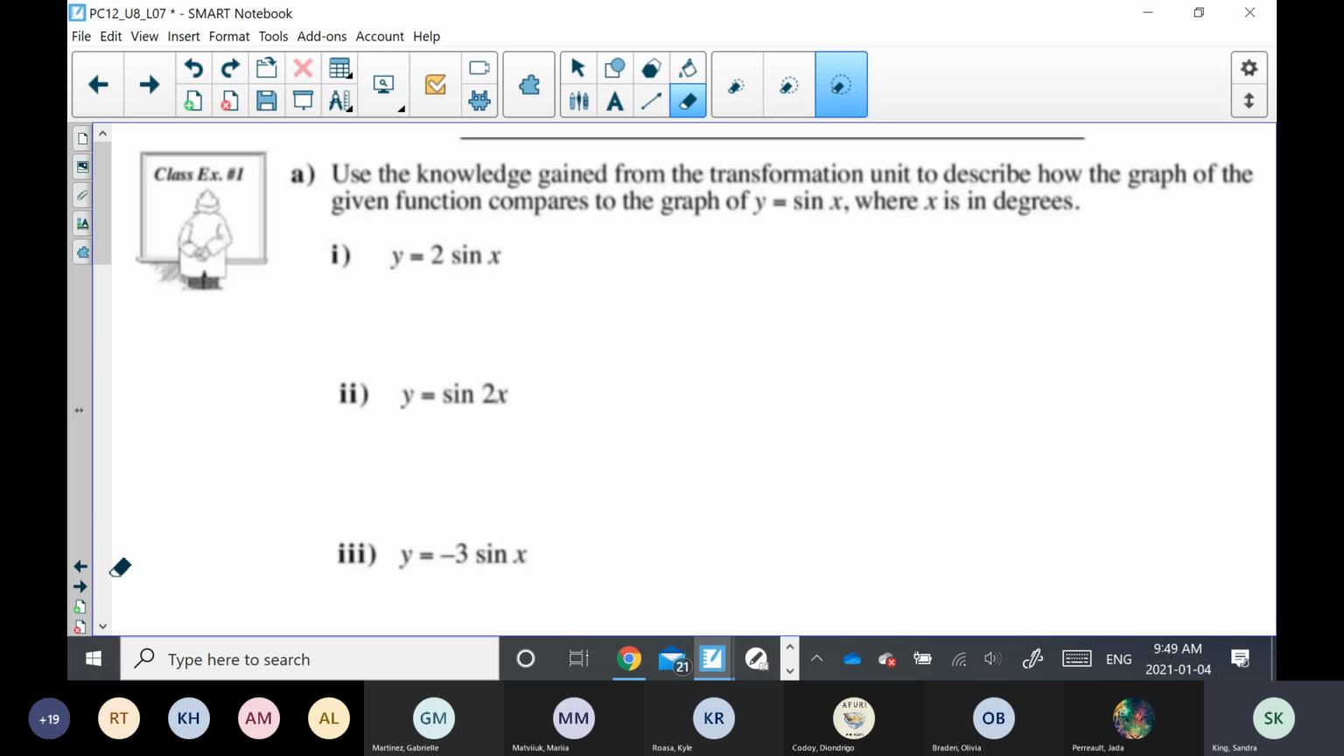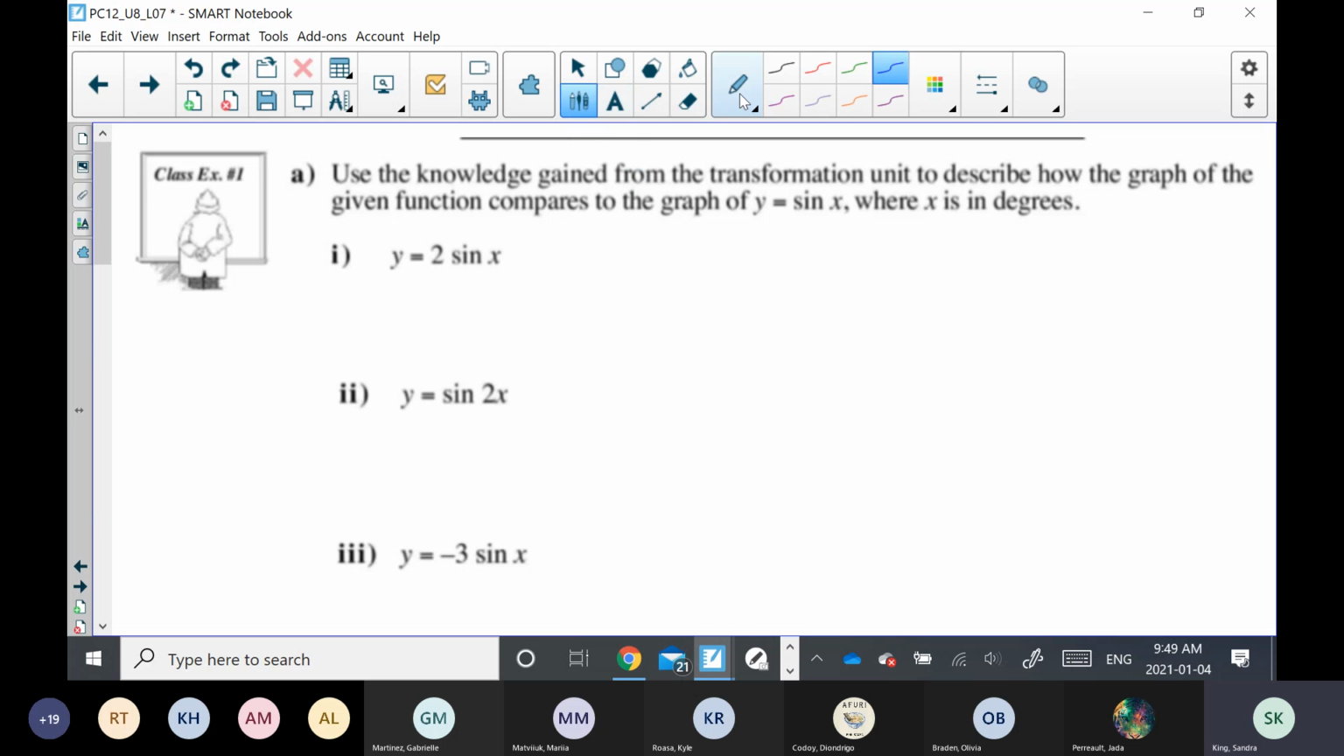Okay, let's look at class example number 1. Use your knowledge gained from the transformation unit to describe how the graph of the given function compares to the graph of y is equal to sine of x. So this is my original graph, and this is my transform graph. We're only looking at the A value and the B value.